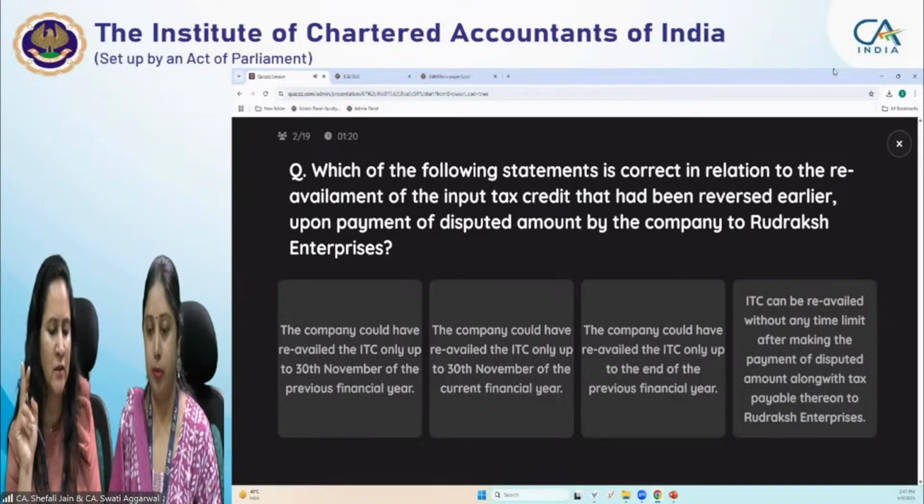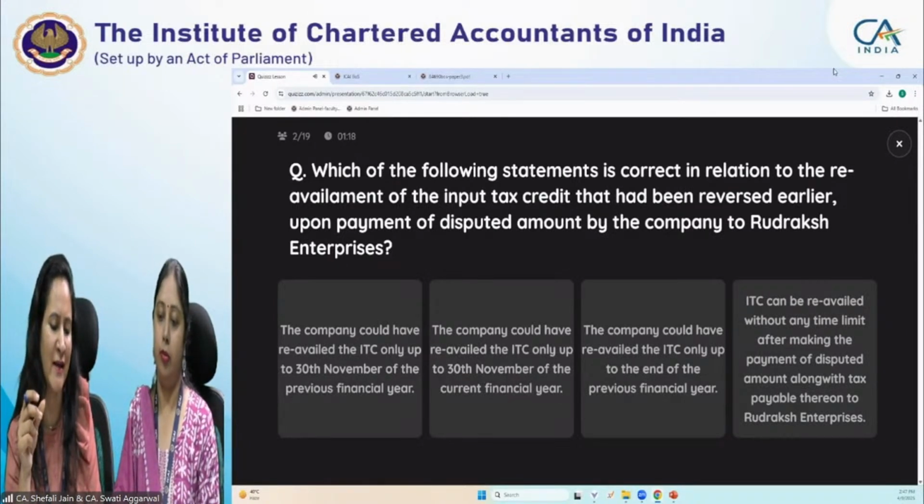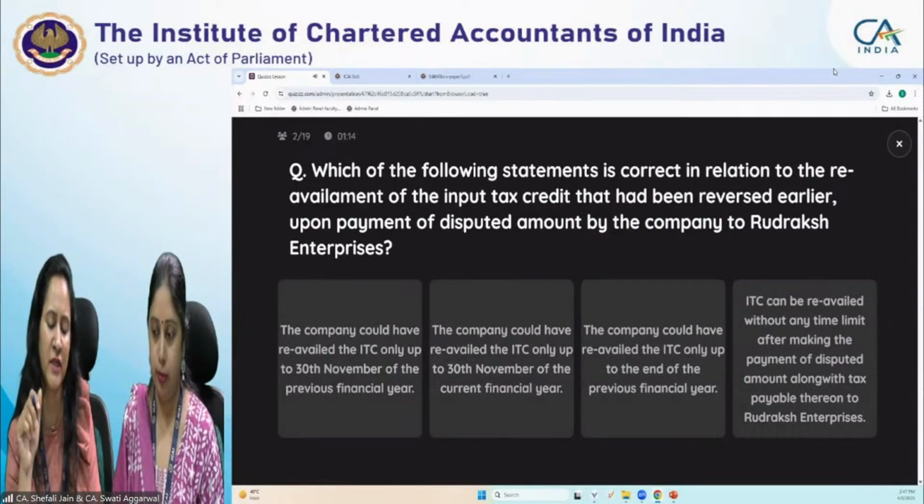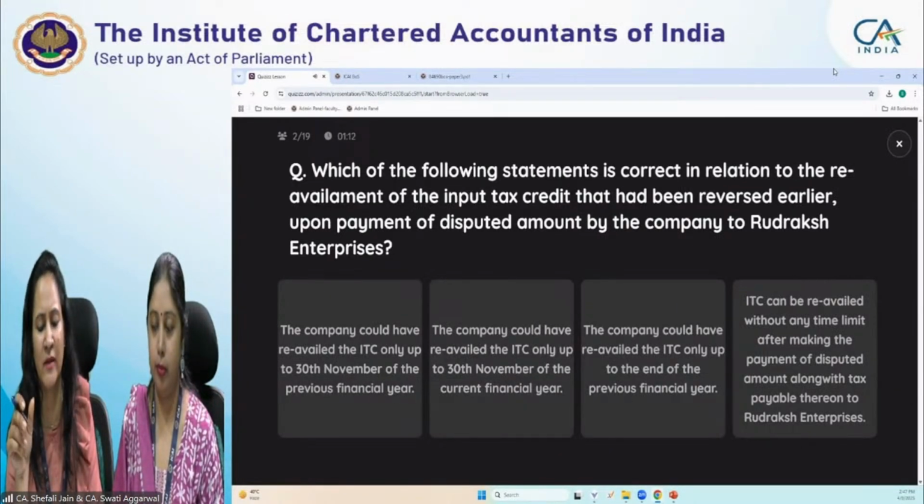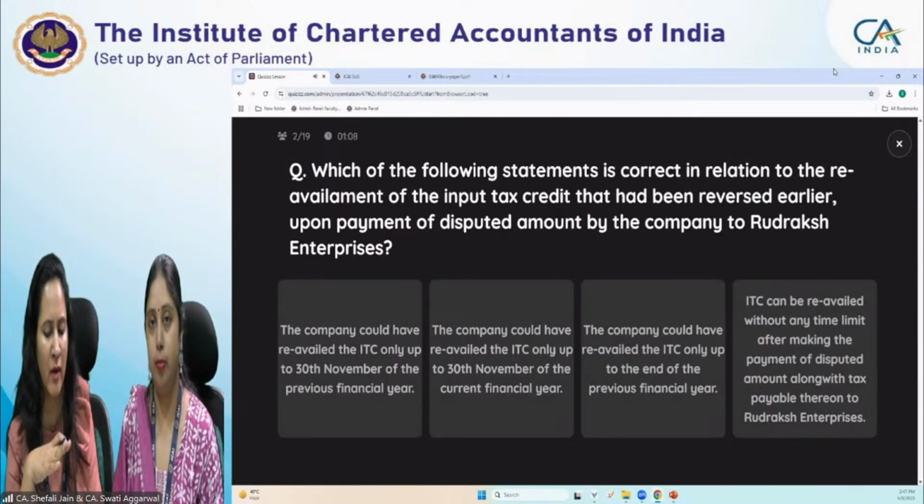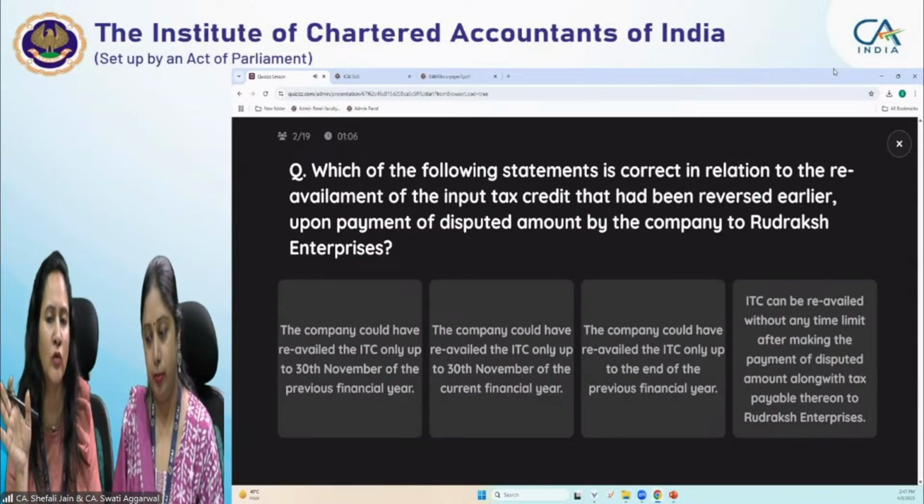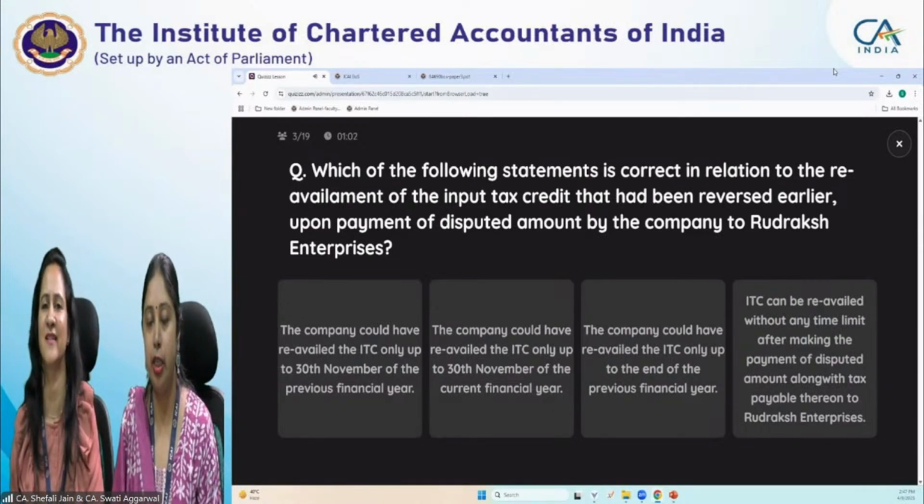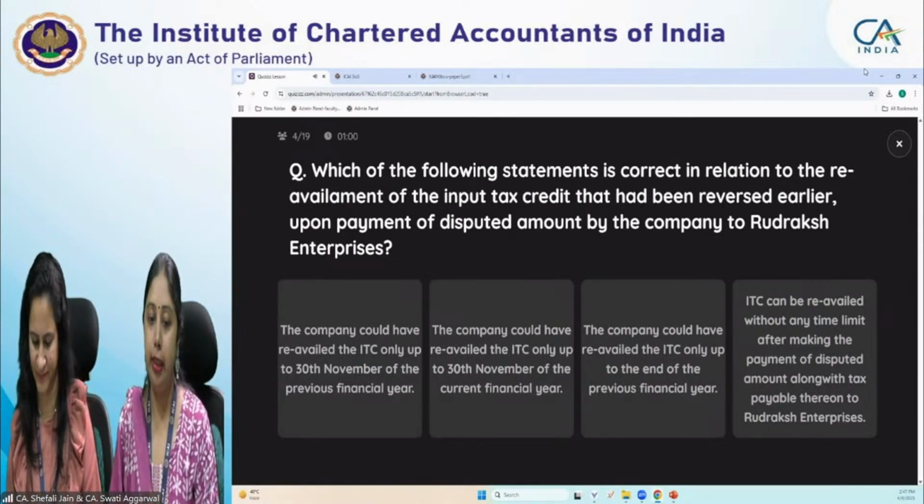Option C, company could have reavailed the ITC only up to the end of the previous financial year. And option D is ITC can be reavailed without any time limit after making payment of disputed amount along with tax payable thereon to Rudraksh Enterprises. You have a full 1 minute to answer this question. Yes. Read the question once again and then answer it.